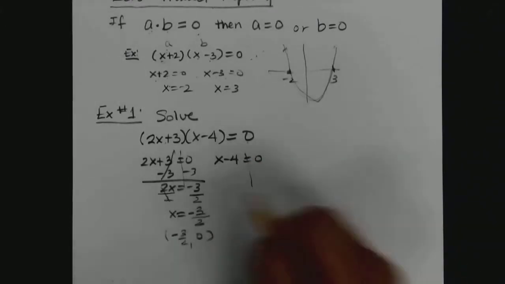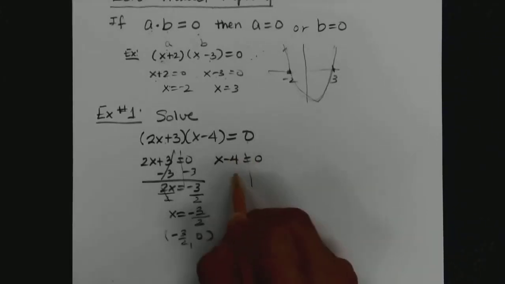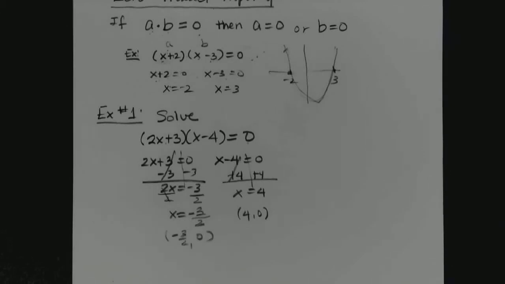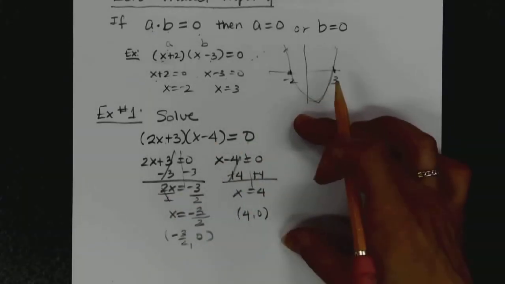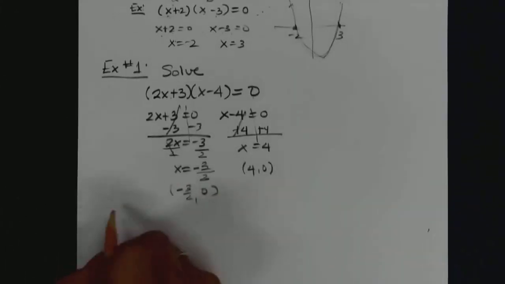Let's come over here. What do we do to both sides? +4. So then x equals 4. So my solution is 4, 0. Those are my x-intercepts. That's where the parabola crosses the x-axis. That's what you're doing today. Okay, so this one's already factored for you. Now let's find one that's not factored for you. Okay, so that's example number 2.